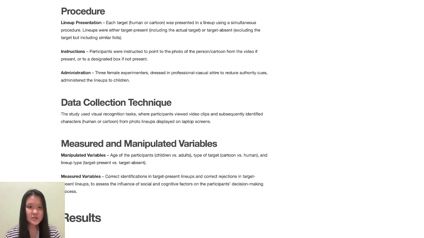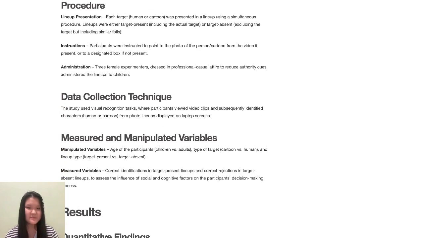Okay, and then the instructions, I think this is quite simple, right? They were just instructed to point, if the person or cartoon from the video was present, or to the designated box if not present. And how it was administered is there were 3 female experimenters dressed in professional casual attire. Do you know why professional casual attire?